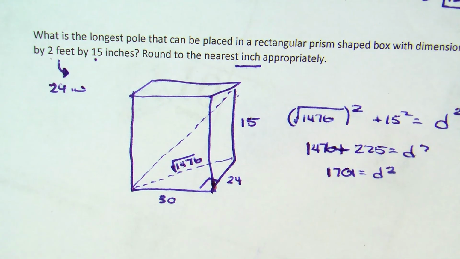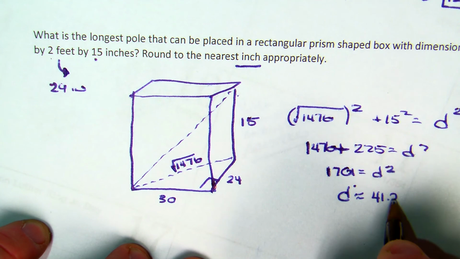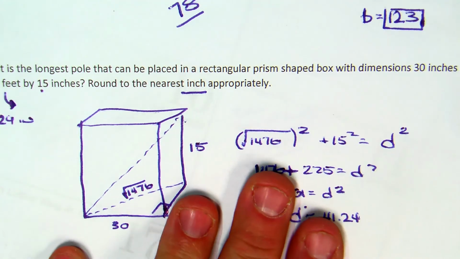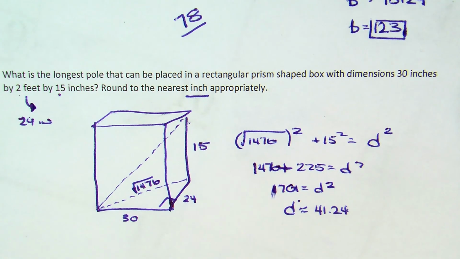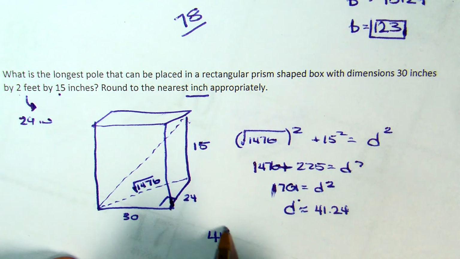And then I'm going to do what for my final answer? Find the what? Square root. I rounded because what does it say in the instructions to round? More on that in a second. But my final answer is 41.24. So in this problem, it doesn't matter if I rounded that to the nearest inch. What would my final answer be? To the nearest inch, 41.24 would be what? 41.